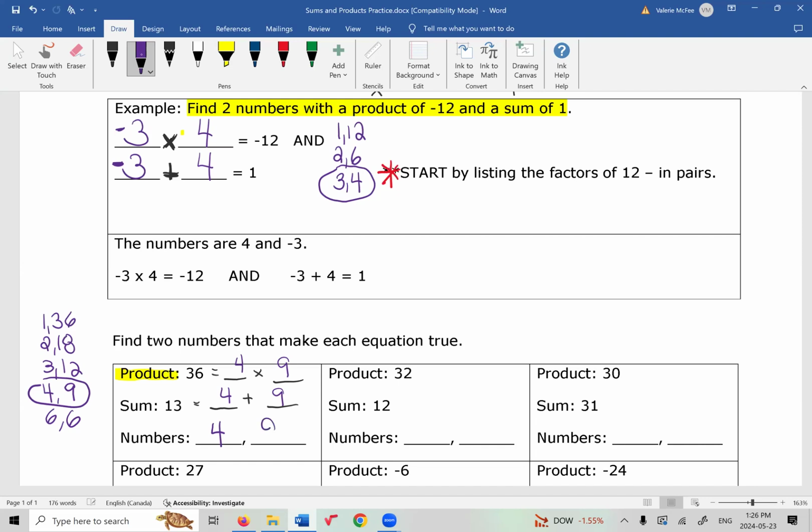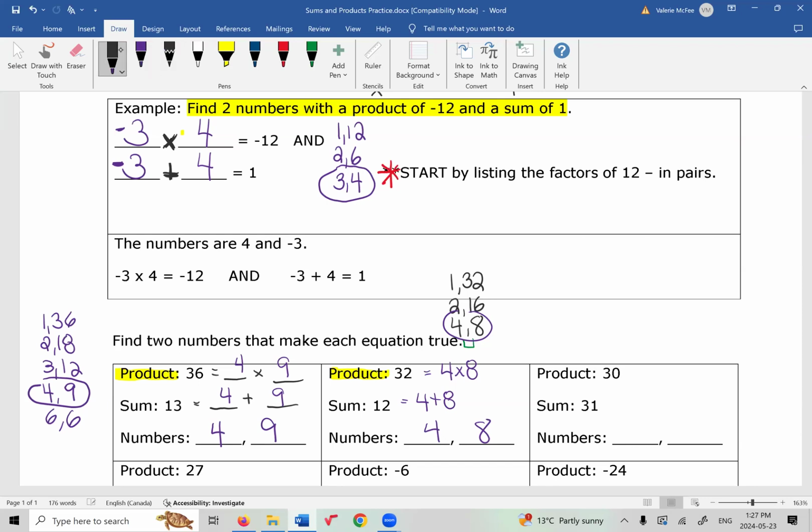Why don't you pause this video and try doing the next two. We always start with the factors of our product. Again, I'm listing them in order. I know I only have to think about the numbers in between 4 and 8. None of them are factors of 32. And I see that if I'm adding, I'm going to get 12. 4 times 8 is 32. 4 plus 8 is 12. These are my numbers.